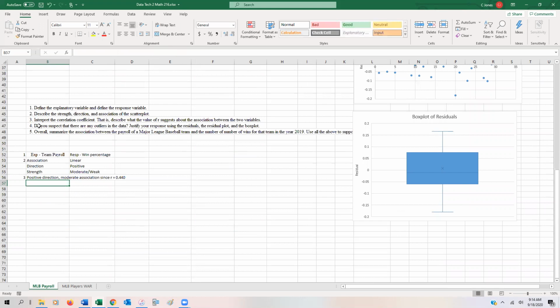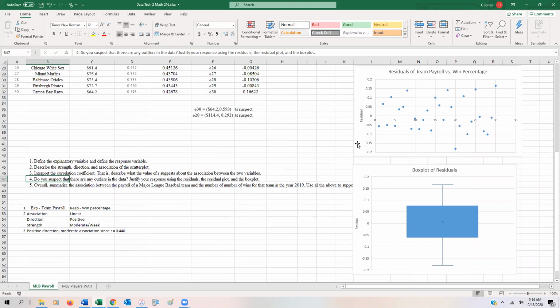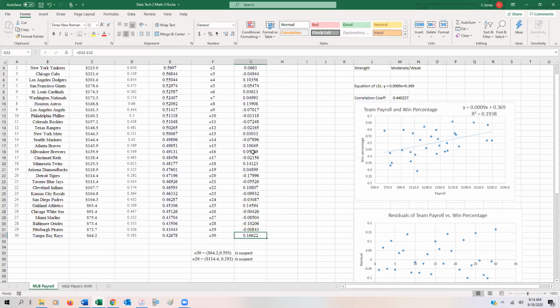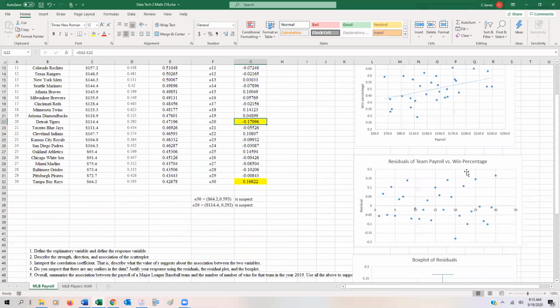Are there any outliers? Justify the response using the residual plot and the box plot. So we look at the residuals. The highest and the lowest that we have are going to be, and I'm going to highlight them, this is the highest number, and then the lowest number is going to be right here for the residuals. So we look at the residual plot, and although they are pretty far away, these might be suspect. And the only reason they're suspect is because they are the farthest points.